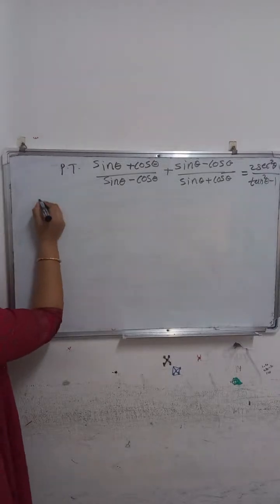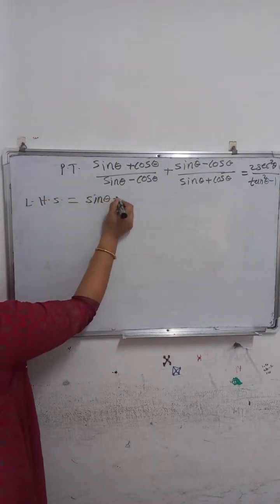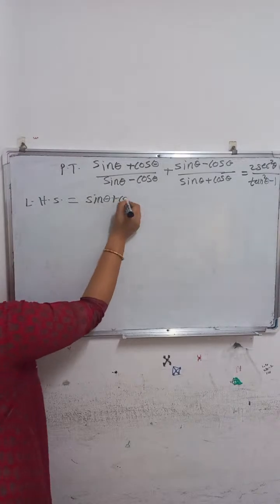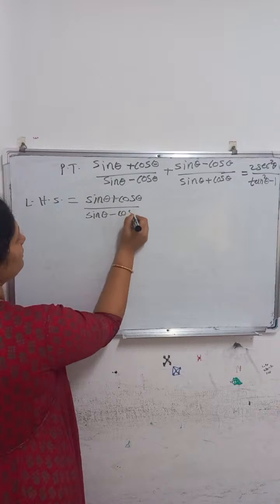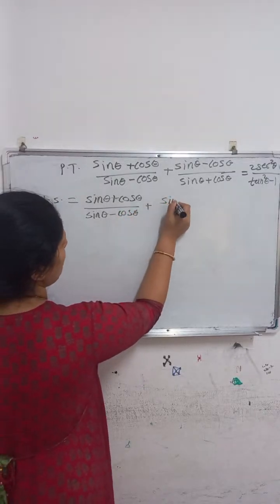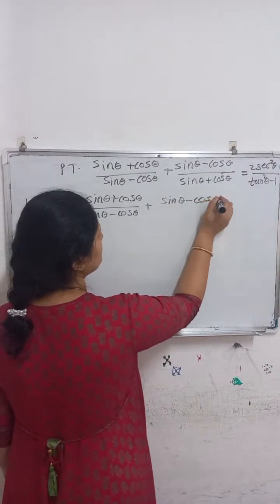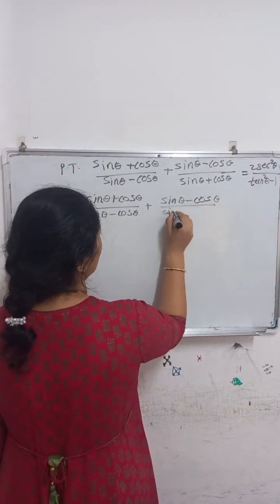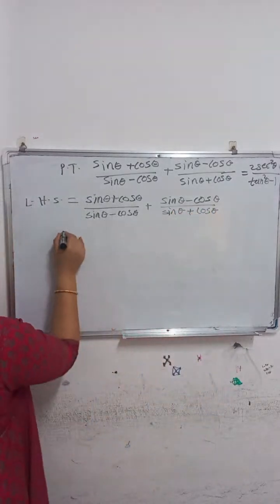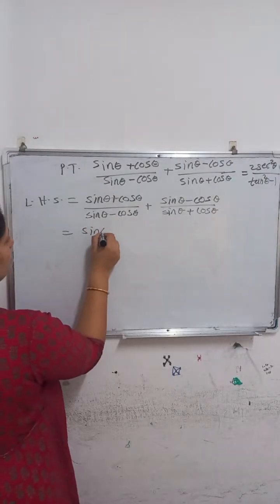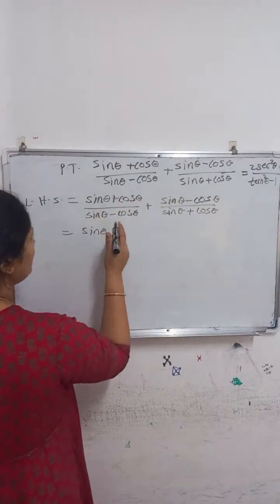So here I will write the LHS part. (sin theta plus cos theta) divided by (sin theta minus cos theta), plus (sin theta minus cos theta) divided by (sin theta plus cos theta). Okay, now take the LCM. So multiply the entire term here and the entire term over here.